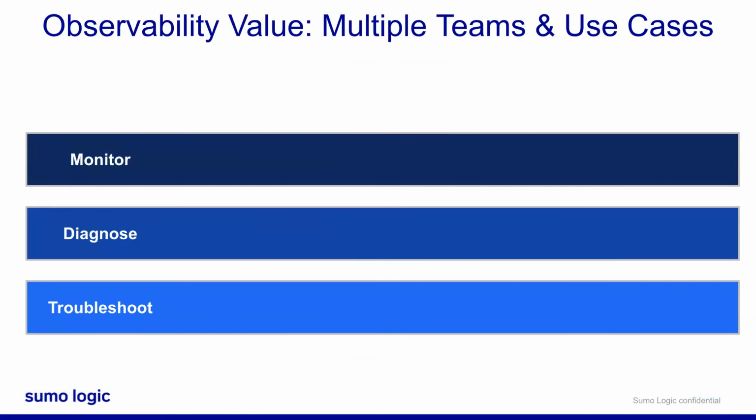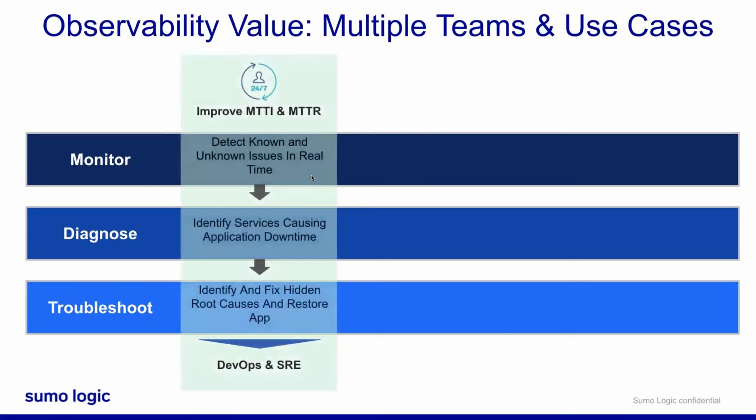So what I wanted to talk about in this slide is the monitor, diagnosing, and troubleshooting once again, but this time talk about it with both teams and use cases. So for example, who can benefit from observability? Well, SREs and DevOps. Those teams or those individuals that are responsible for monitoring the health of the application, they need observability. Why? Because they want to see how quickly they can monitor, diagnose, and troubleshoot application health issues.